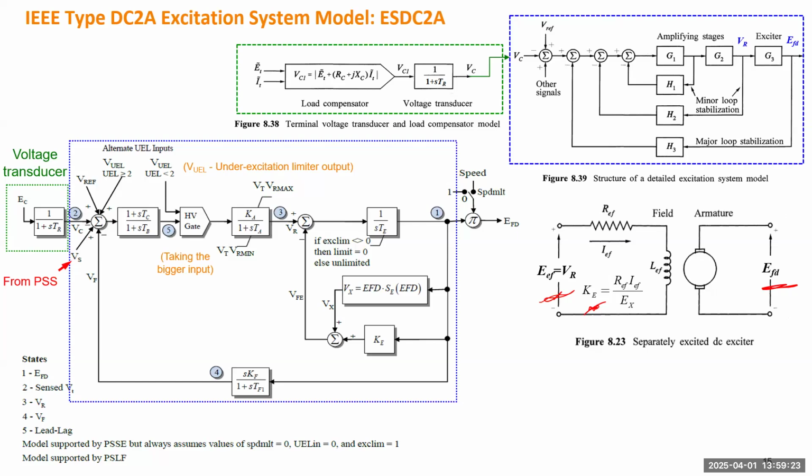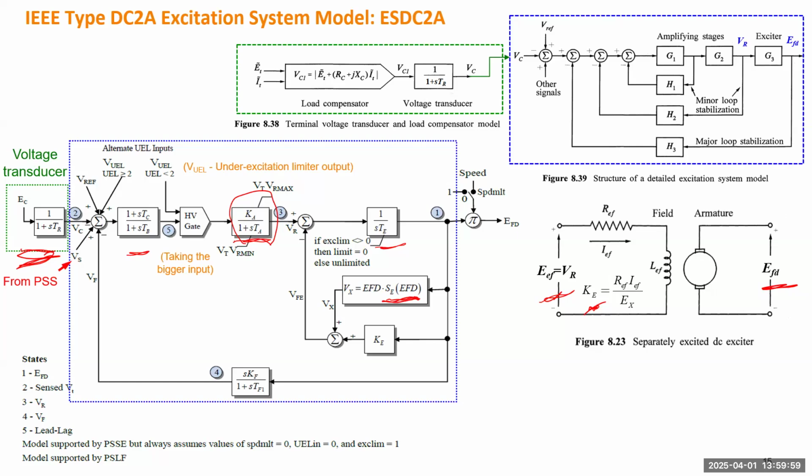Going to this detailed control block. So this is a voltage transducer to measure the voltage signal. It will go through some block. And here, this is basically the amplifier, right? This is the time constant of the DC generator, DC exciter. This part is to model the saturation of the DC exciter.